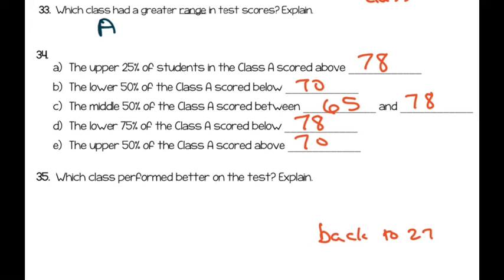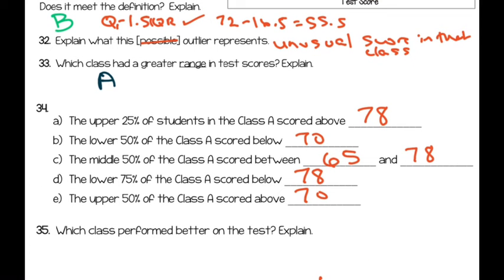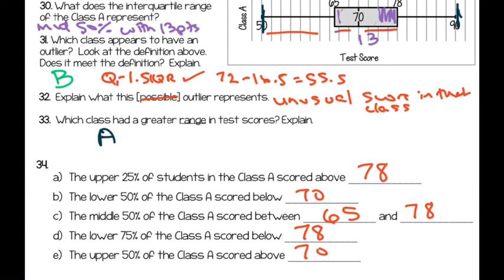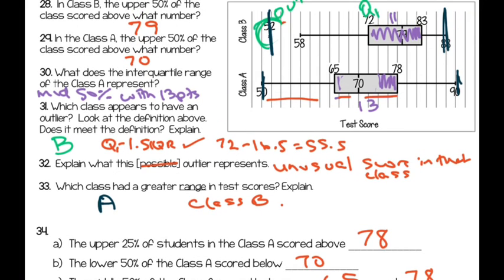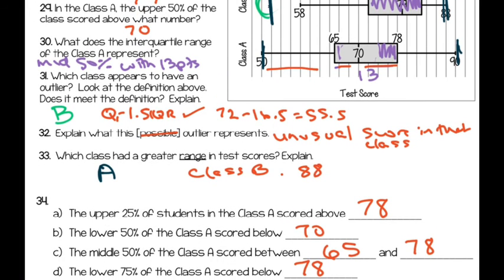Okay, I'm just noticing I forgot to explain 33, so hopefully you wrote something down. But class B, that was between 88 and 52, and that's less than 90 to 50. So that one's 40, and then that one is 36. So 36 is less than 40.